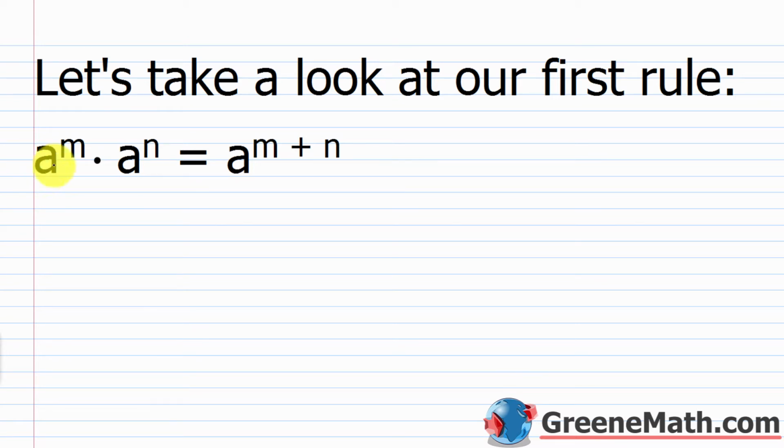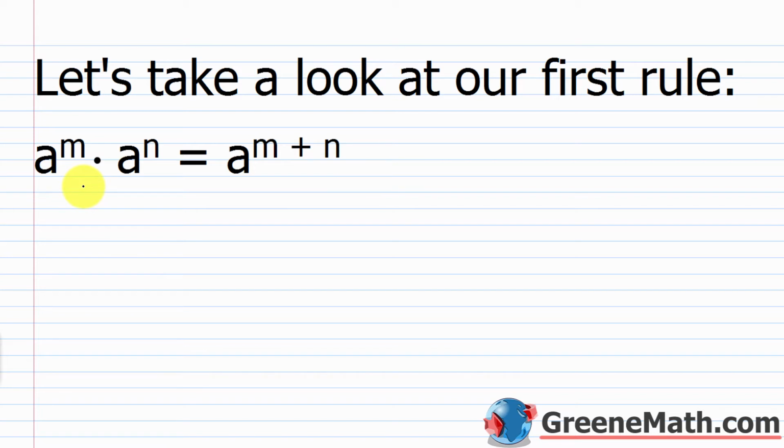We have a to the power of m times a to the power of n is equal to a to the power of m plus n. And I know some of you will have a glazed over look on your eyes right now, but essentially something you'd see in your textbook, let me translate it into something you can understand.